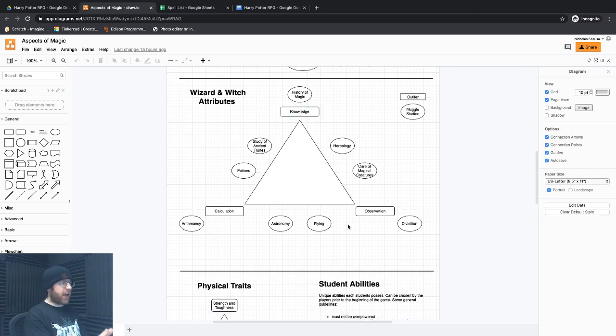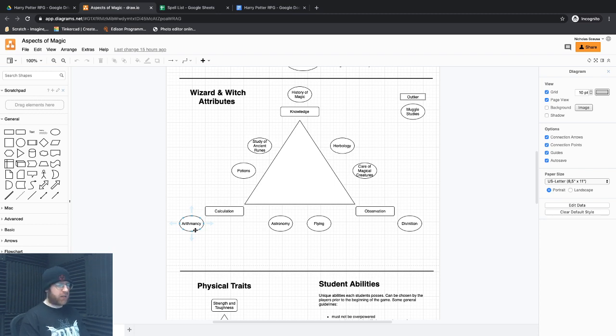The thing that I have to figure out now is, I'm going to come back to that, but basically the idea is if you have a higher stat in knowledge versus these two, then you're going to be super good at history of magic, and study of ancient runes and herbology would be good, but you wouldn't be so good at astronomy, flying, and divination, and maybe not so good at arithmancy.